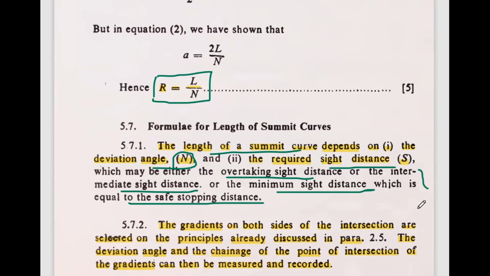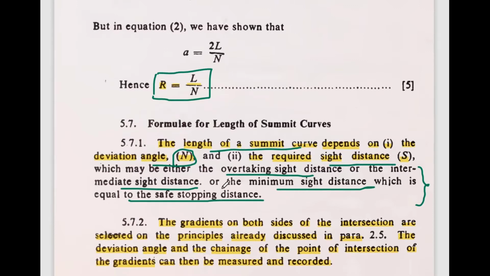So all these three side distances have been explained by me in IRC 66 in much detail. So I request you to go through IRC 66 prior to watching this video, so that all the types of side distances will be clear to you, and the link is given above.